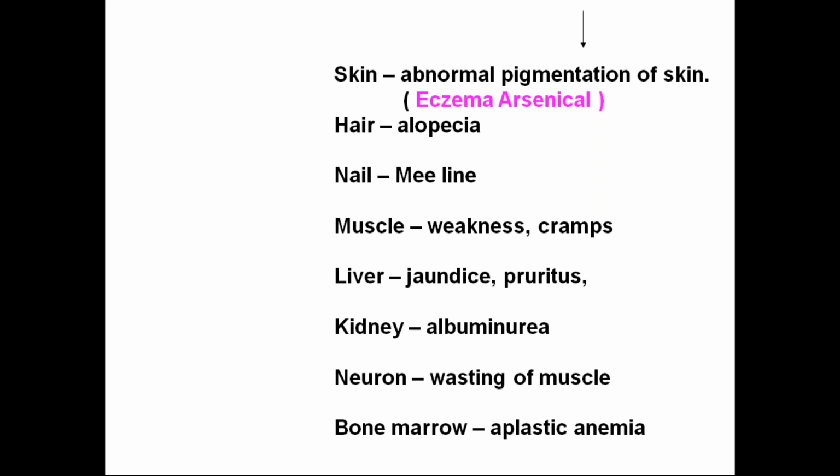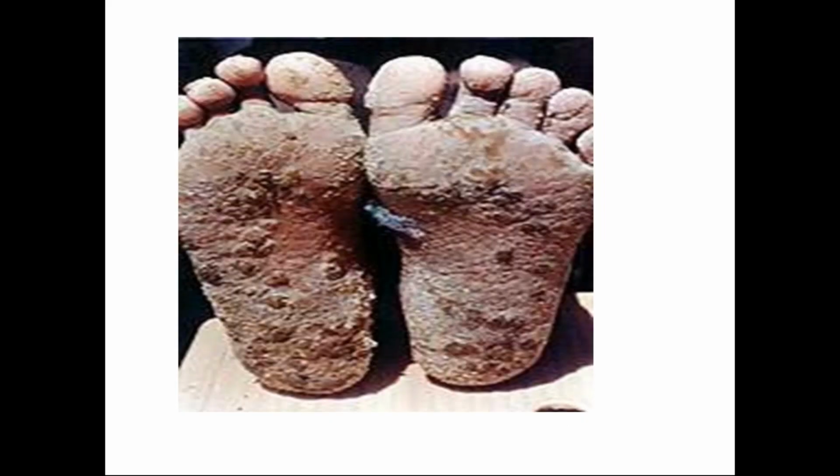And then we have muscle weakness, muscle cramps can be there, jaundice, pruritus can be there, and then albuminuria. So excessive passage of protein in the urine can be there, and then wasting of the muscles is seen, and then bone marrow conditions where aplastic anemia changes can be there. So externally, eczema can be there on the skin, mostly on the palms and soles. Alopecia and Mees lines can be seen along with other systemic symptoms like weakness, jaundice, albuminuria, and wasting. So this is arsenic poisoning, where you can see thick eczematous-like conditions on the soles and on the palms.